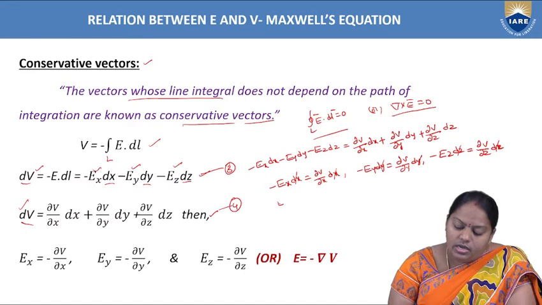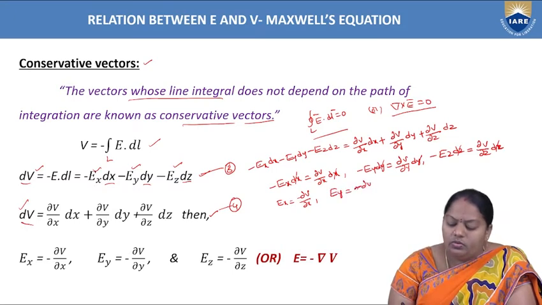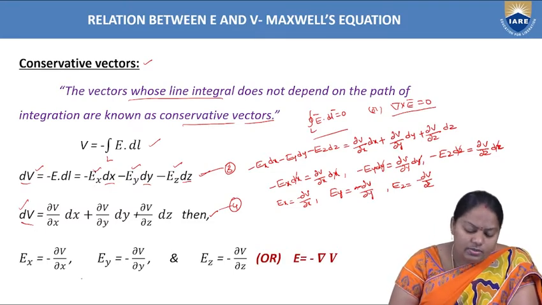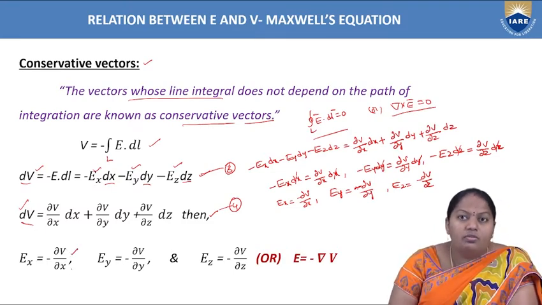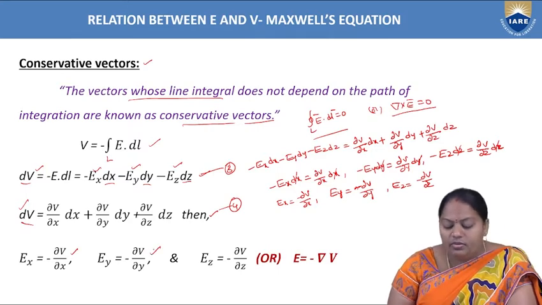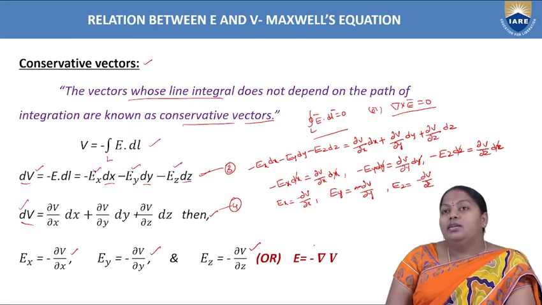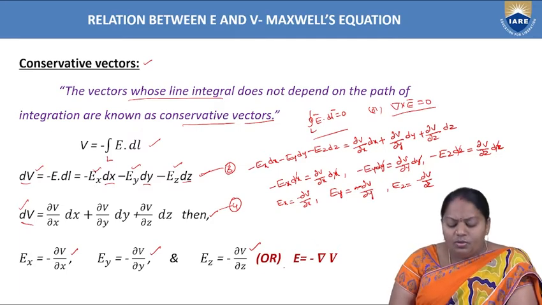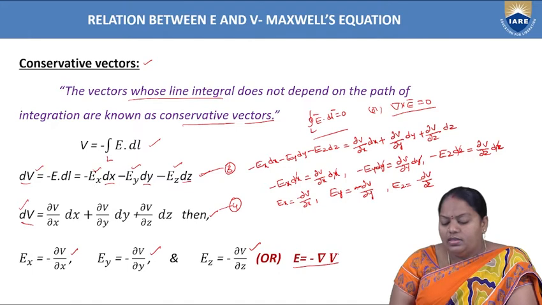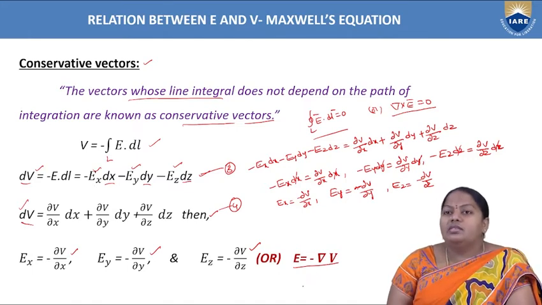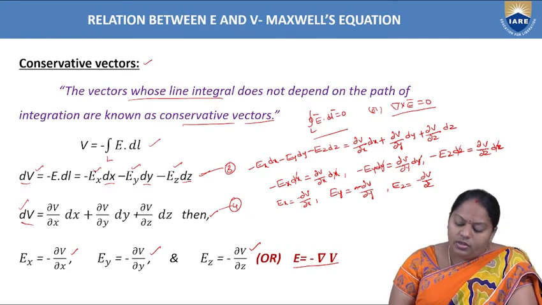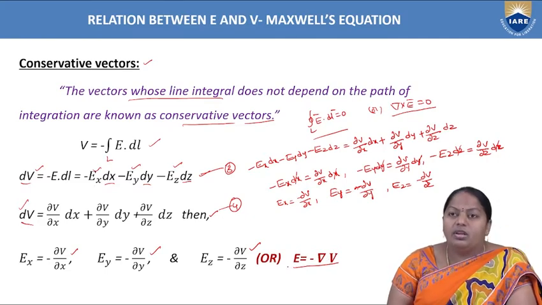From these relations, Ex is equal to minus ∂V/∂x for the x direction, then the y component as Ey equal to minus ∂V/∂y, and Ez is equal to minus ∂V/∂z. So all the relations can be written as Ex is equal to minus ∂V/∂x, Ey equal to minus ∂V/∂y, and Ez is equal to minus ∂V/∂z. Now from all these components, we can write simply this equation as E equal to minus del V. So this is the relation between E and V from the point form or differential form of the equation.